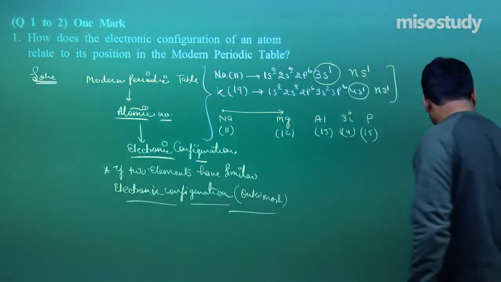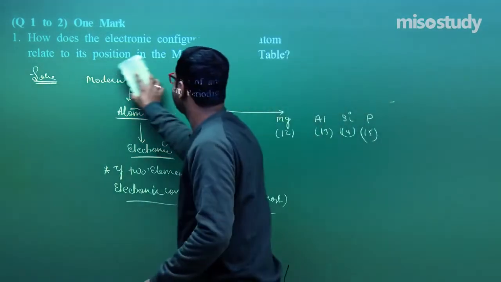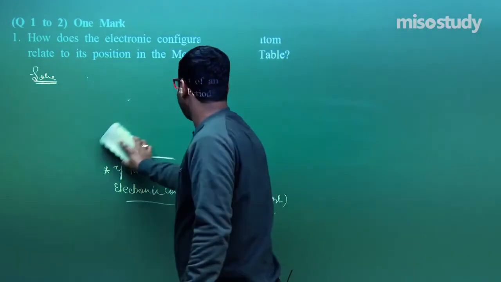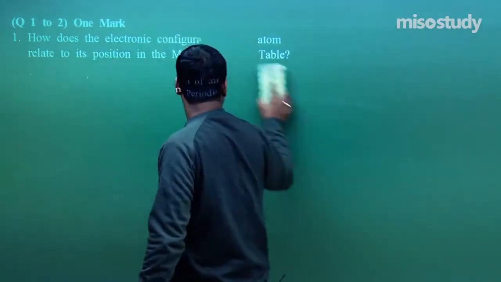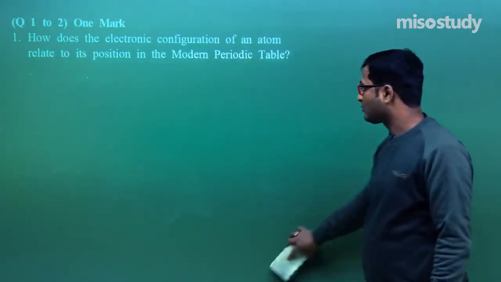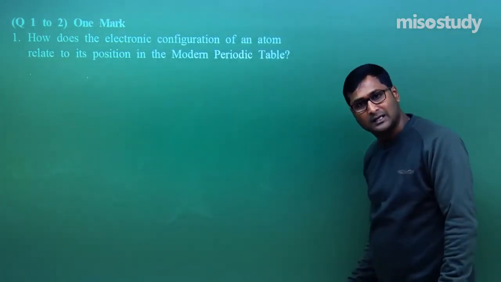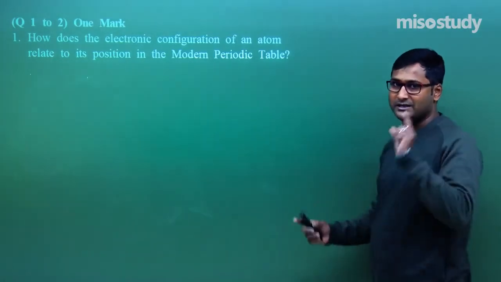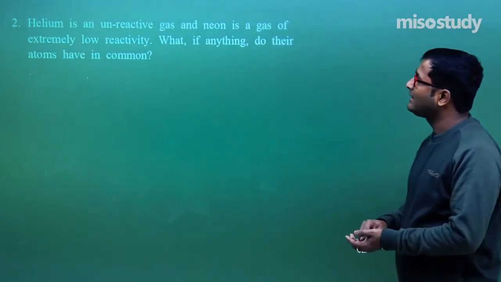If this question has 1 mark, then you will simply write that if two or more elements have similar outermost electronic configuration, then they are placed in the same group. Clear? And they will have the same properties. That's a simple answer. Now next one, helium is an unreactive gas.